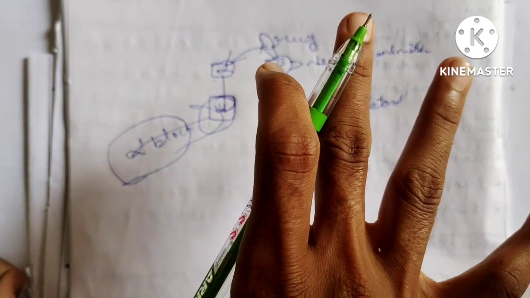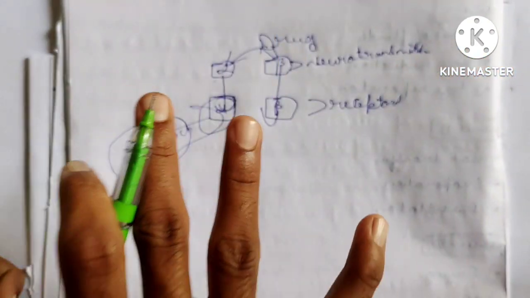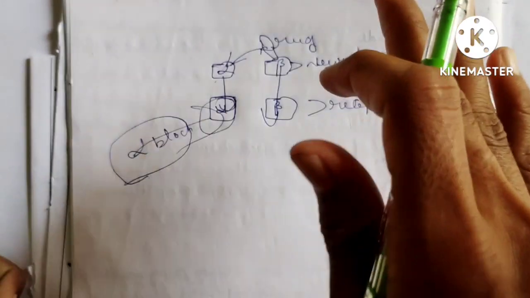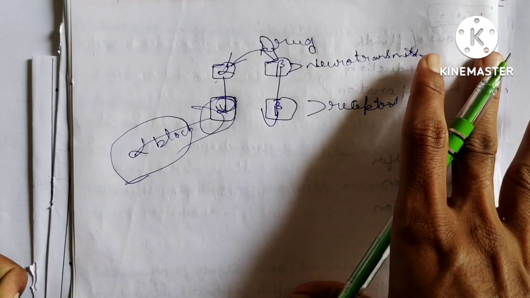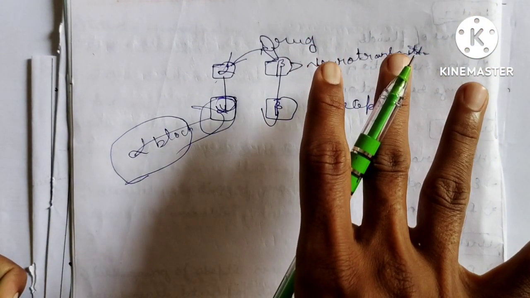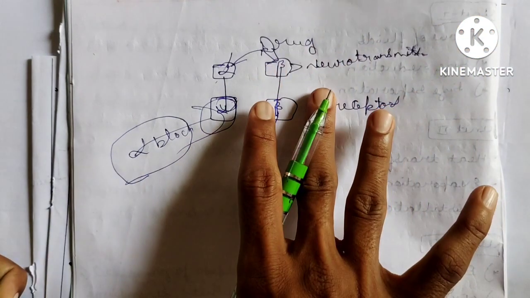For example, see, if the action of the drug goes on increasing, what happens? At a certain condition, that action will stop. So to overcome that, my dear brothers and sisters, we will stop it initially.